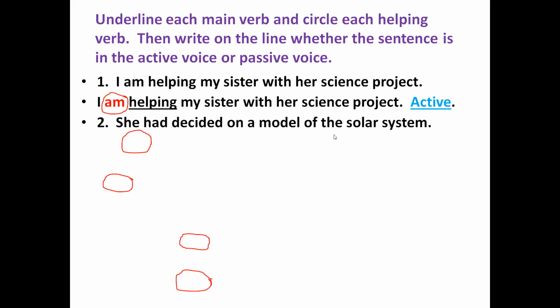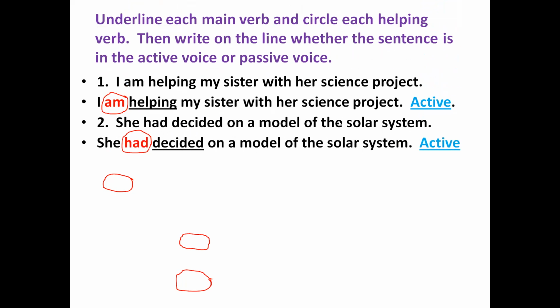The next number, she had decided on a model of the solar system. She had decided. The subject is doing something here. So the main verb is decided and the helping verb is had. So circle had and underline the main verb. So this is also active voice.